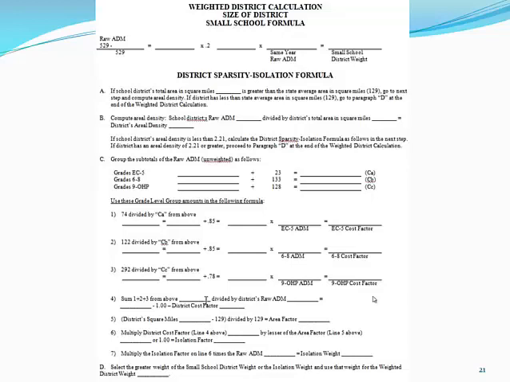Isolation weight means how spread apart the district is. So here we're looking simply at the size of the district and looking at the number of students within that district to see if we can consider them isolated. Isolated in the sense that a district that's extremely spread apart, say 400 square miles. We have districts that large in Oklahoma.